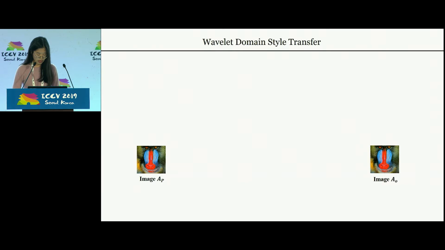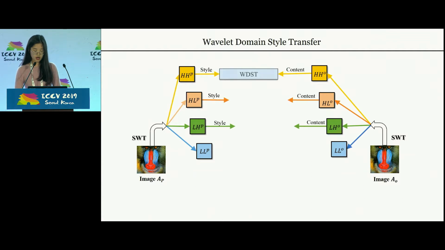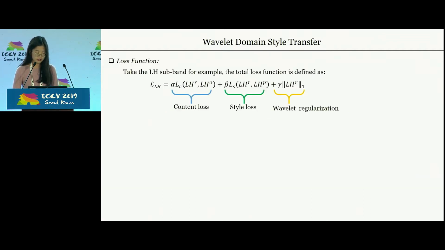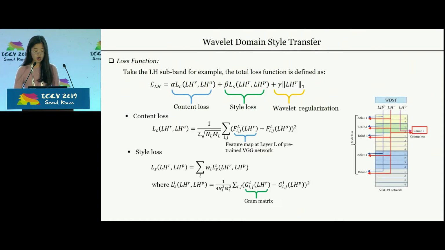So we have these 2 images, right? And we perform SWT on them. For each high-frequency subband pair, we apply wavelet domain style transfer to generate a new subband. Like the traditional style transfer, we have a content loss, a style loss, and a newly added wavelet regularization loss, which aims to generate a sparse wavelet subband.